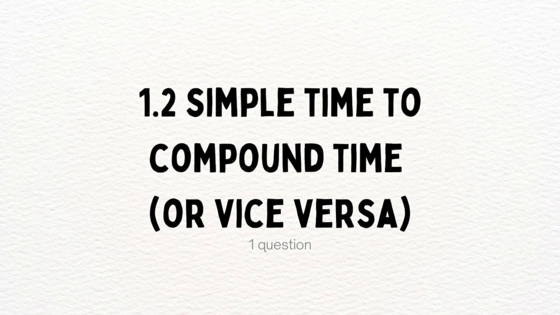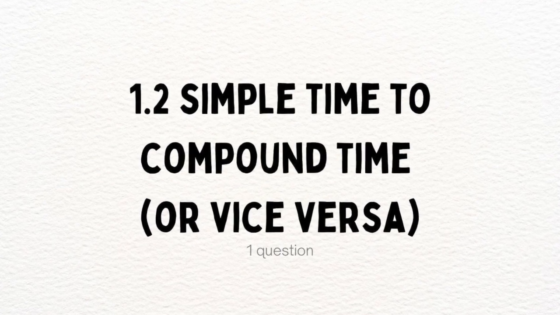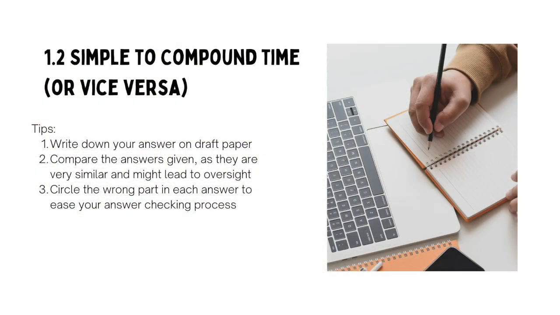1.2 will be simple to compound time or vice versa. There will be 1 question. The tips to do this question will be to write down the answer on the draft paper. Compare the answers given as they are very similar and might lead to oversight.